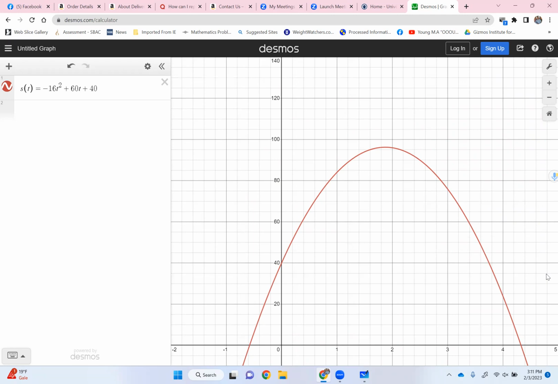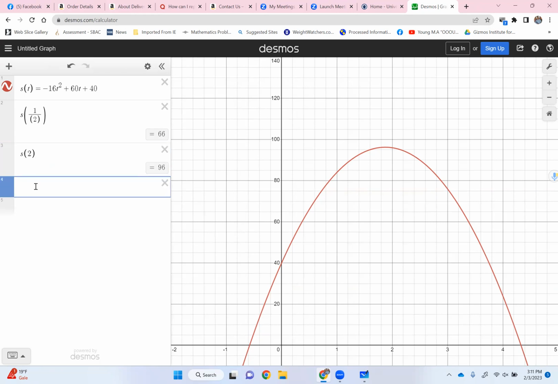Okay, now I'm going to pick 2 points. Let's say we want to find the slope of the secant line where t equals 1/2 and t equals 2. So we'll have s of 1/2 is equal to 66, and s of 2 is equal to 96.